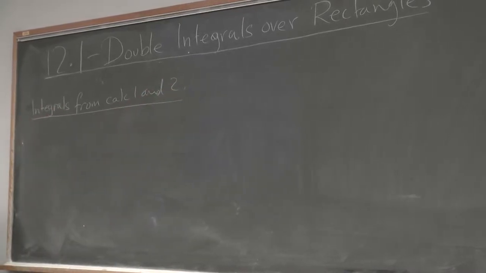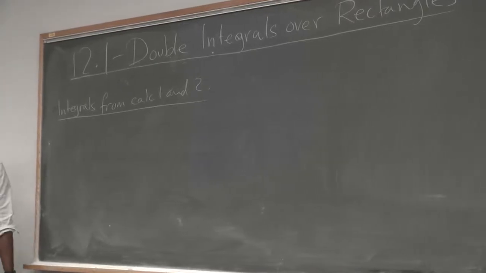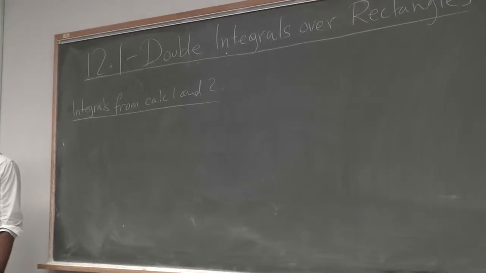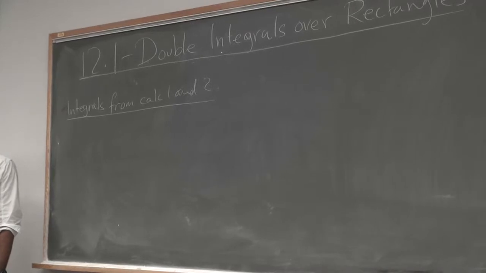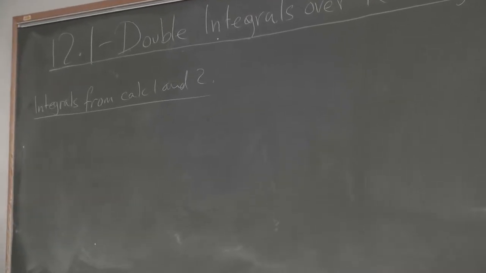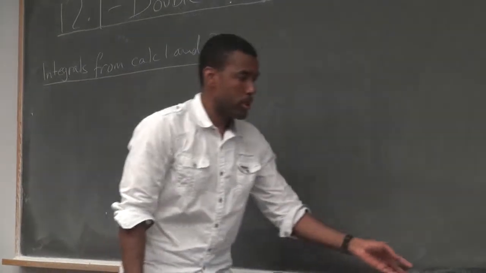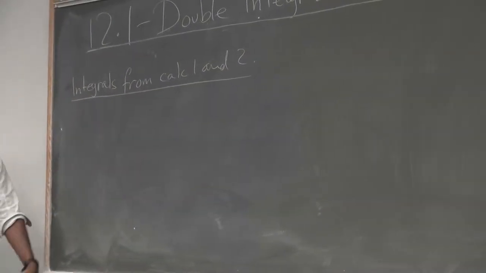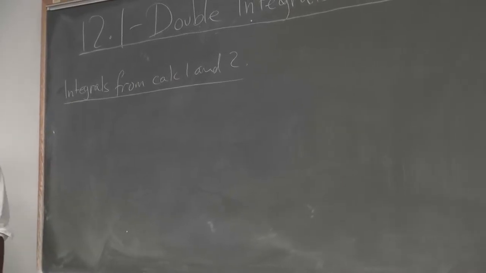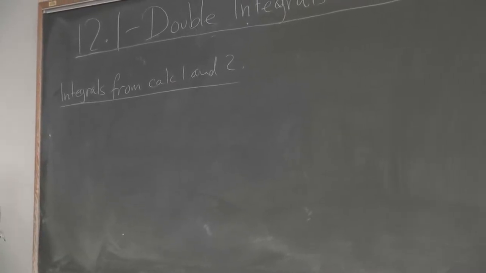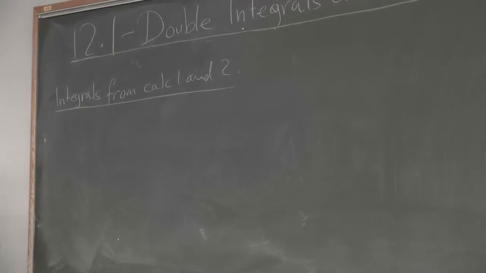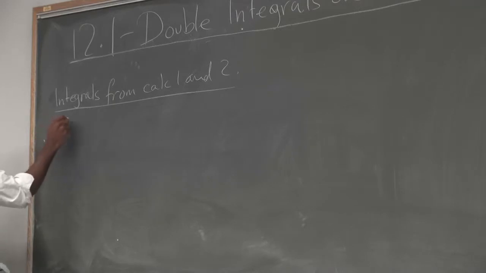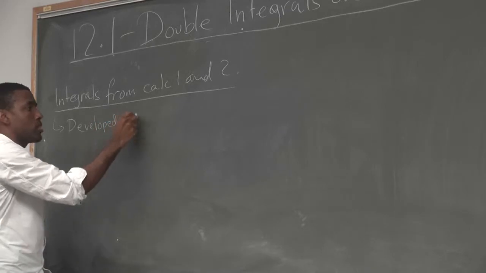Let's talk a little bit about integrals from calc 1 and 2. How did we develop them? Yeah, that comes from the fundamental theorem of calculus, the genius of Newton. But when integration was first starting, what did they use it for? Basically to measure area under curves, right? How did they do that? Riemann sums. How did they set up a Riemann sum? Right, so how you did it in calc 1 and 2 was developed using Riemann sums.